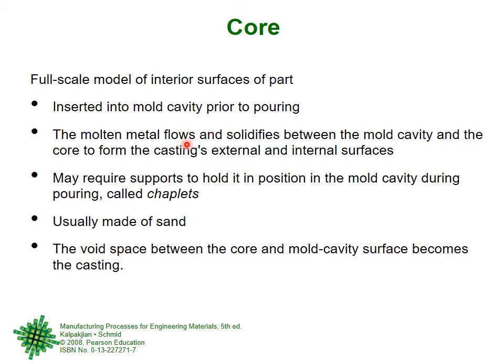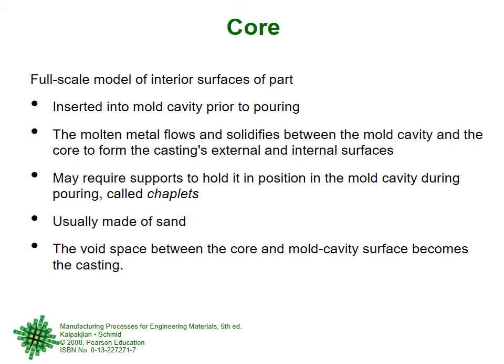The molten metal flows and solidifies between the mold cavity and the core to form the casting's external and internal surfaces, right? It may require supports to hold it in position in the mold cavity during pouring. So this is important. You see, you have a mold cavity and the core is to hang in the middle. So how will you allow it to hang in the middle? If you just keep it there, it will fall down on something. So there should be some holding devices. Those are called chaplets. Chaplets are used only if there is a core, right?